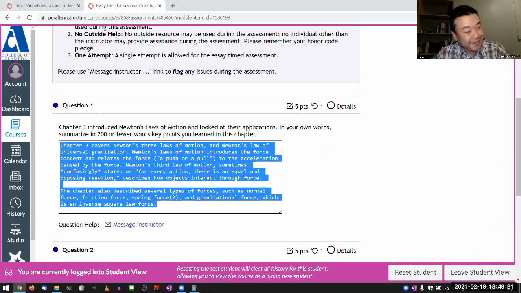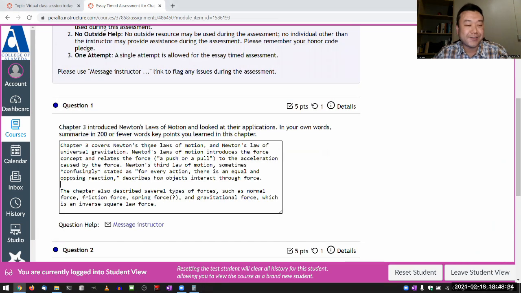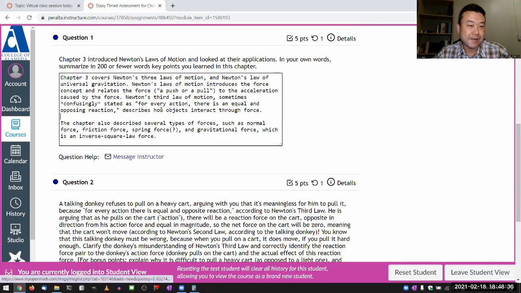so if I read this, I would probably give full credit to this answer because I am summarizing in 200 or fewer words key points. Sometimes an answer can be too short and miss key points, but here I am describing all the most important things. Newton's laws covered in the chapter, and I guess I forgot. Wait, do I need to talk about centripetal force? No, I don't think I really need to.